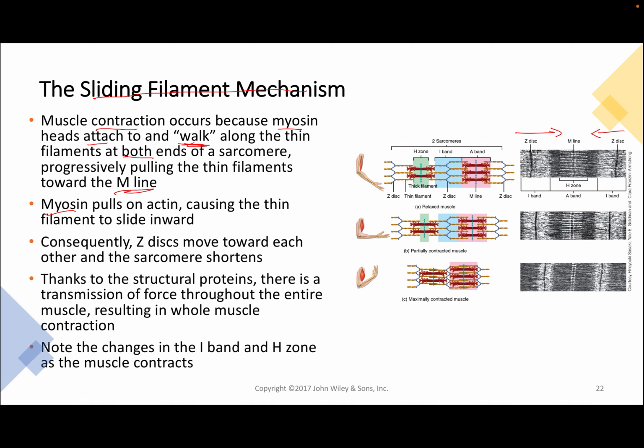So myosin is going to pull on actin, and this is going to cause those thin filaments to slide inward. Now, as a result of this, the Z discs are going to move towards each other. As we contract, look at where these Z discs are when we're relaxed versus where our Z discs are when we're fully contracted. See, they've slid inwards towards the midline, okay?